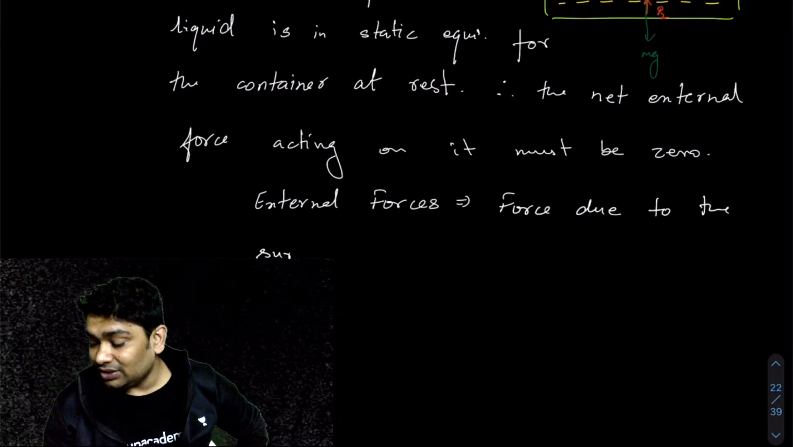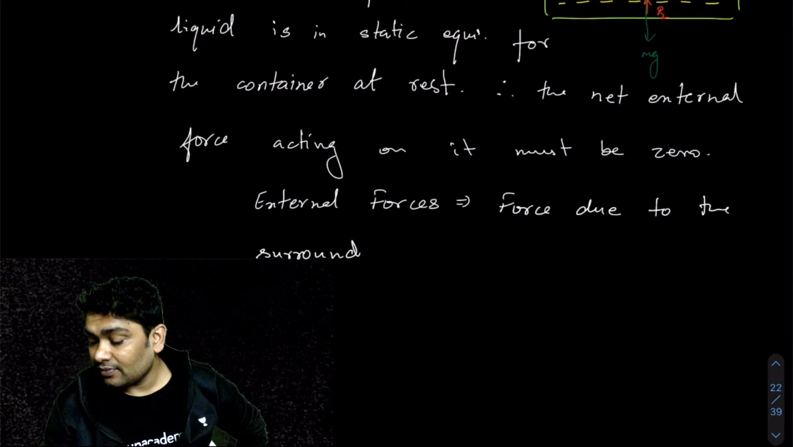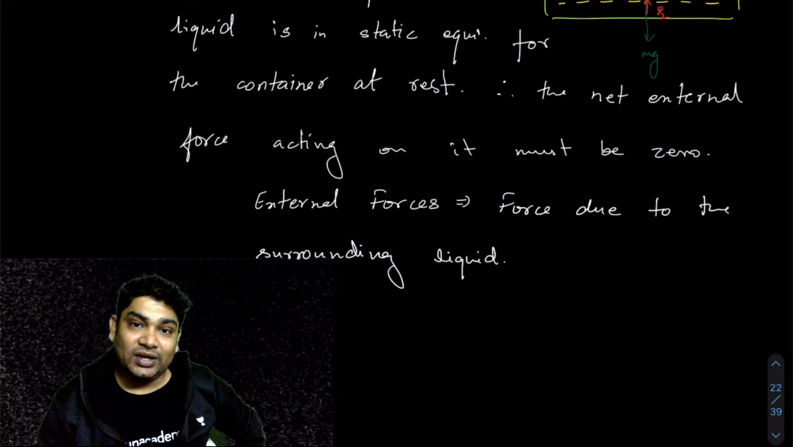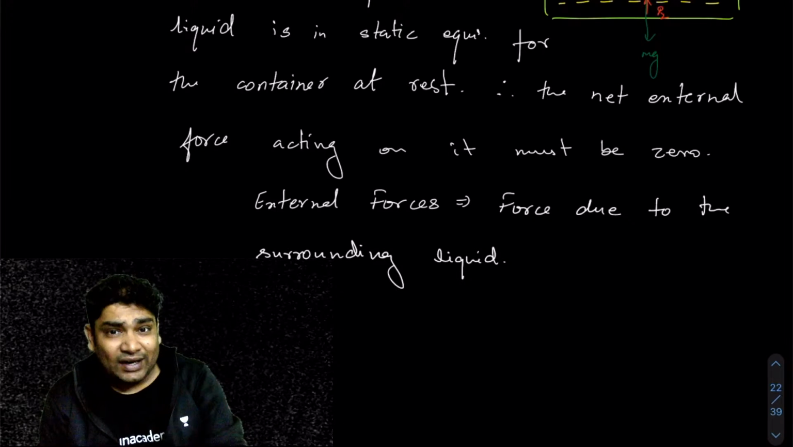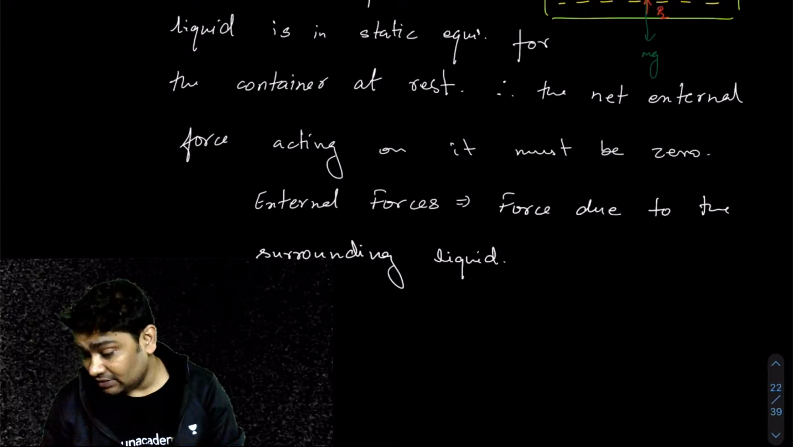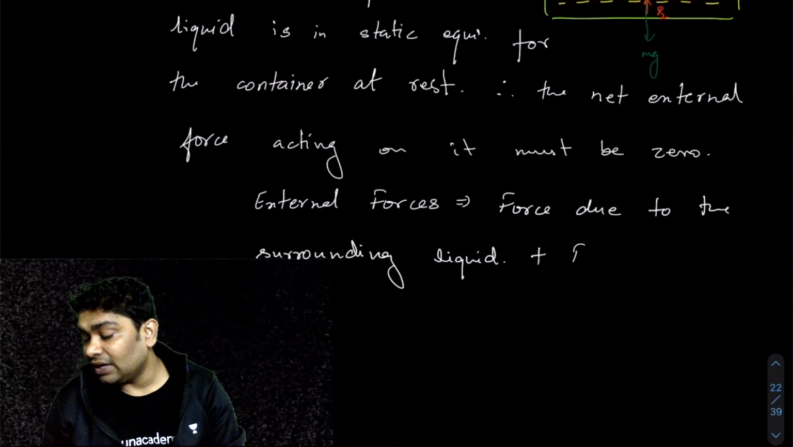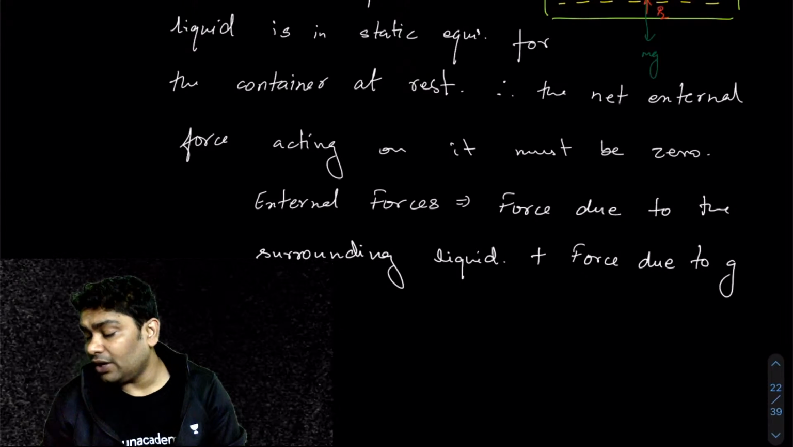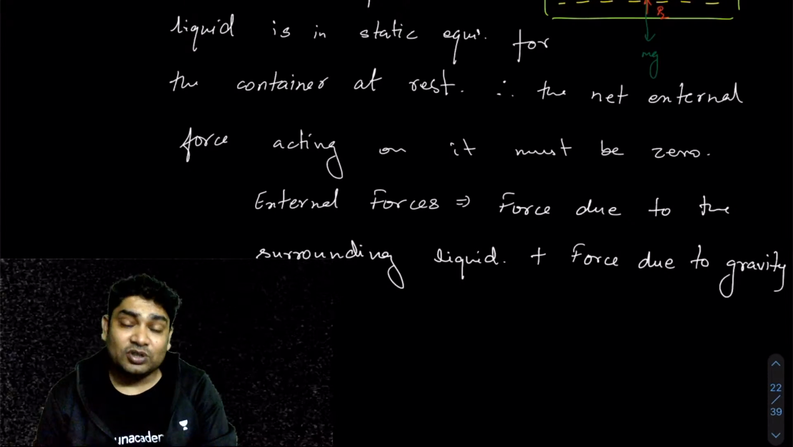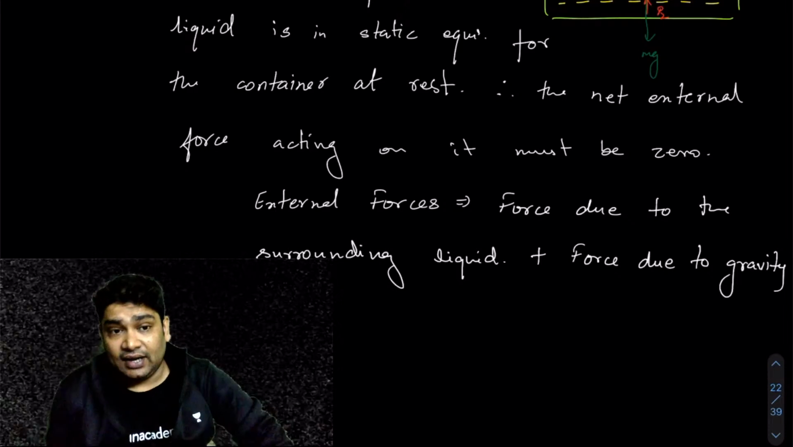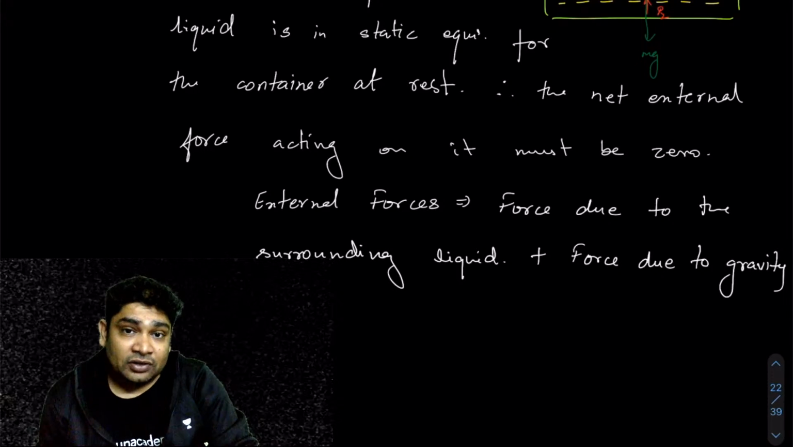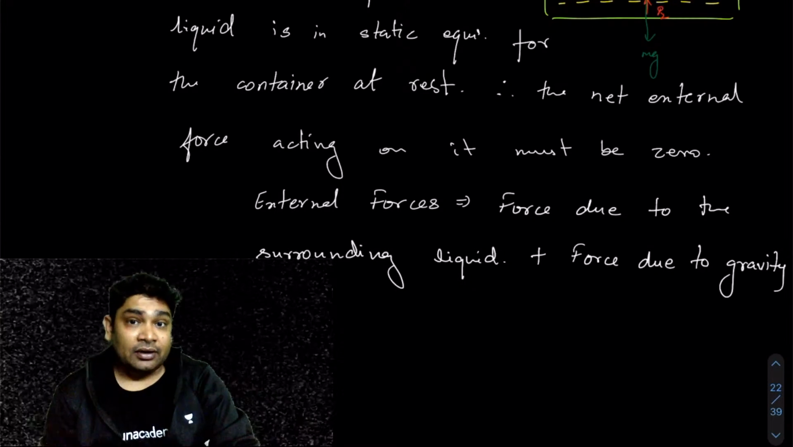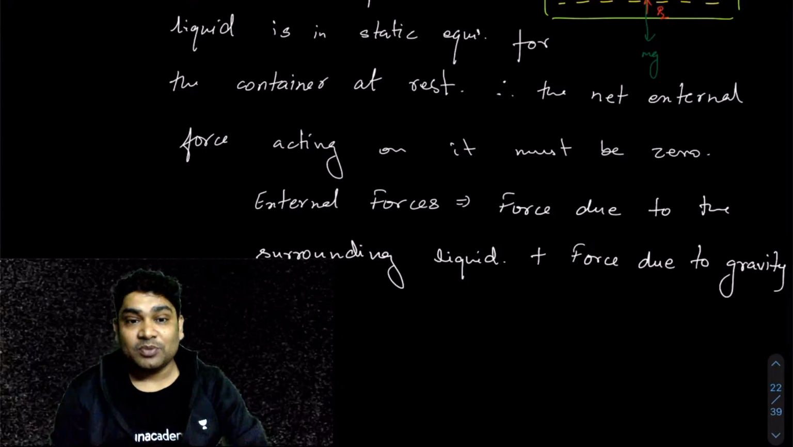Correct. So think about this. Now it is not in contact with any other thing. It is only touching the surrounding liquid. So the only contact force can be applied by the surrounding liquid, plus there can be force due to gravity. The only non-contact force it will feel is the force due to gravity. So these are the two kinds of external forces that it is feeling. If it is in equilibrium, the net forces must be cancelling each other out.